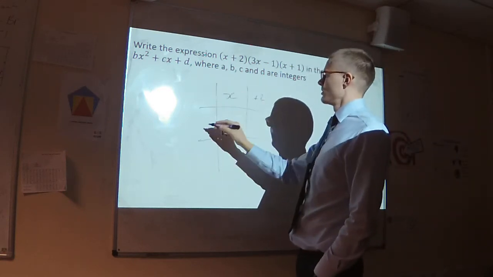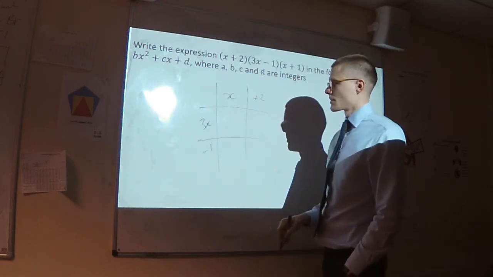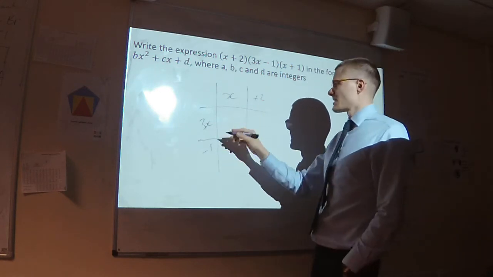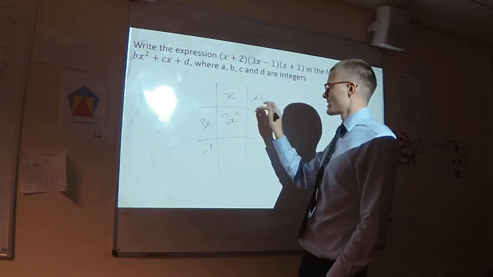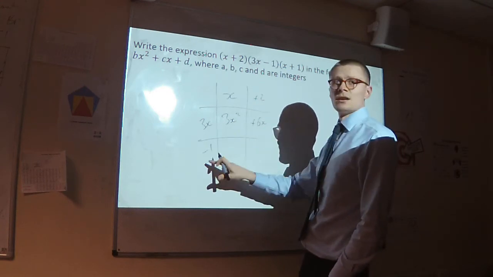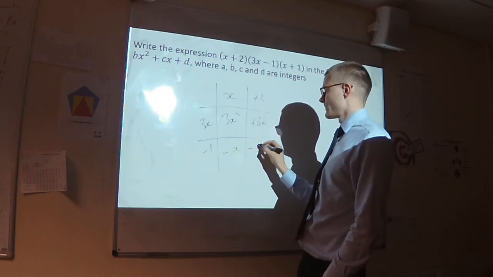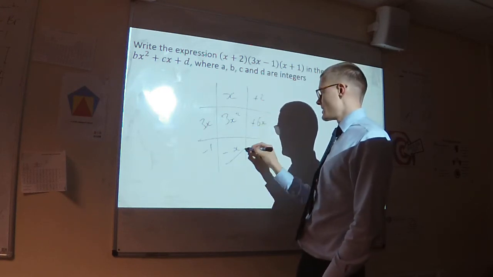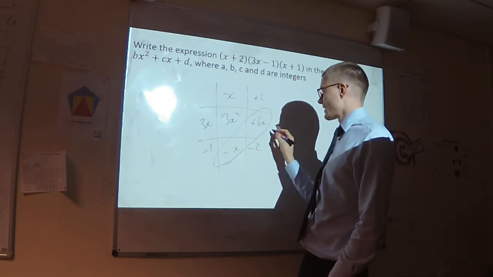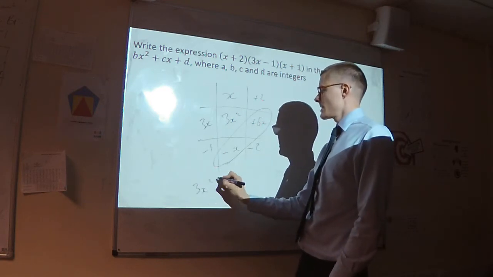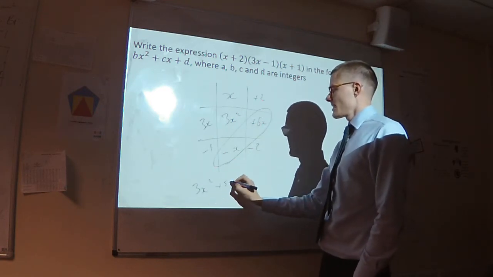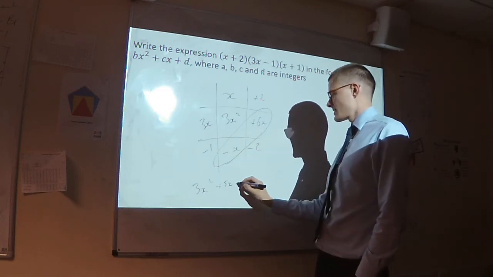X plus 2, 3x minus 1. Again, I expand. 3x times x is 3x squared. 3x times 2 is 6x. Negative 1 times x is negative x. Negative 1 times 2 is negative 2. These are going to simplify, and I can get the answer 3x squared plus 5x, because negative x and 6x, minus 2.